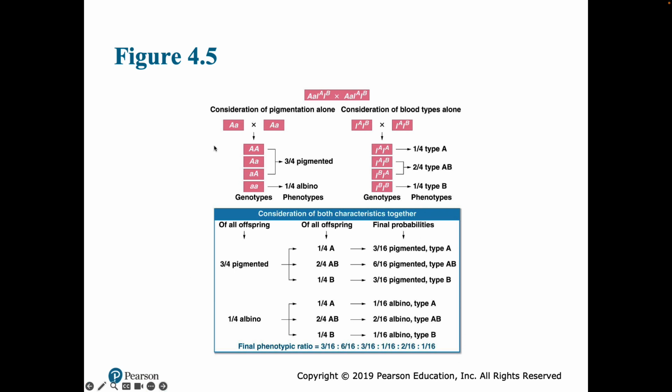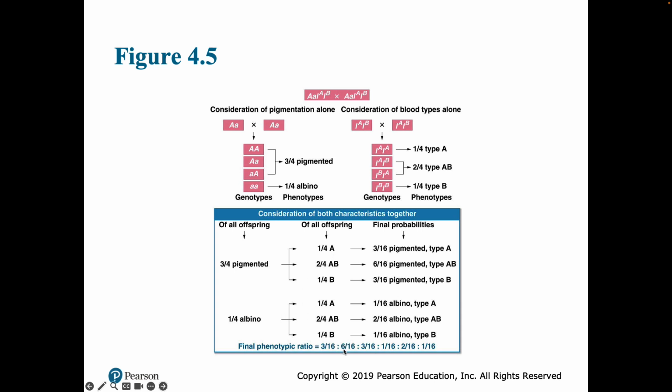So when you cross the two heterozygotes and you're only considering the gene responsible for albinism, you end up with 3/4 of your offspring that have normal pigmentation and 1/4 that are albino. Then, of all offspring, you have to consider the blood type. 1/4 will have type A, 2/4 will have type AB, and 1/4 will have type B, and you list them for each of the pigmentation options. And then you multiply across.